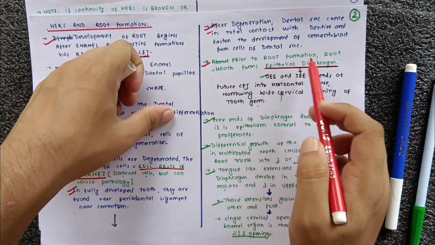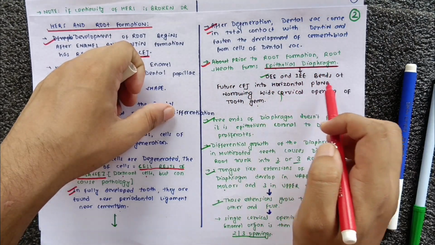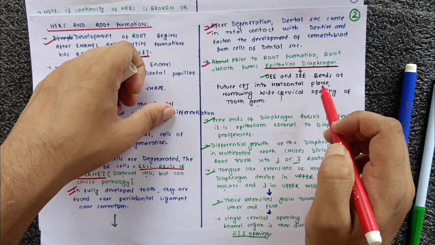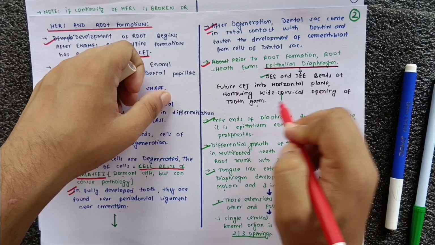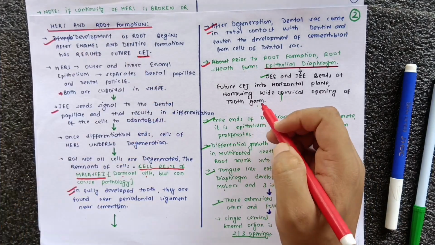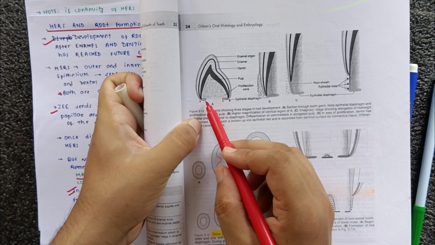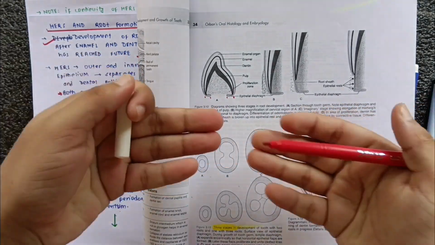Prior to the root formation, root sheath forms the epithelial diaphragm; the outer enamel epithelium and inner enamel epithelium bend at the future cemento-enamel junction into the horizontal plane. So that is a horizontal plane there, and after that narrowing the wide cervical opening of the tooth germ. So this is the opening of the tooth germ, and this epithelial diaphragm is just closing that wide opening.